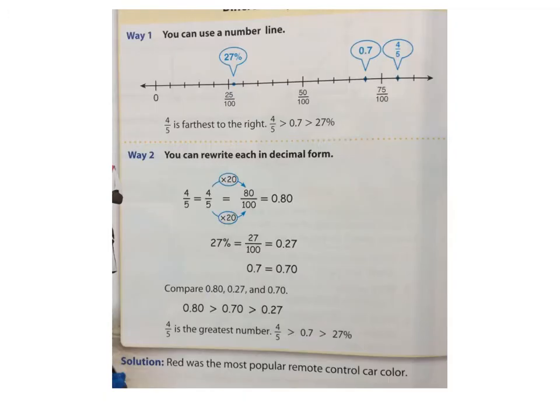So there are two ways to do that. Way number one is we can put everything on a number line. You can see that 27% is 27 hundredths, so it's a little bit more than 25 hundredths. And then 0.7, how many hundredths is that? Is that 7 hundredths? No, 70 hundredths. So it's all the way over here, a little bit less than 75 hundredths.